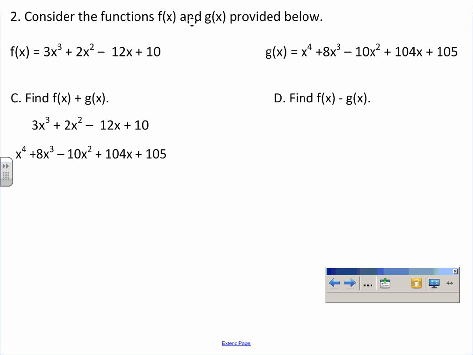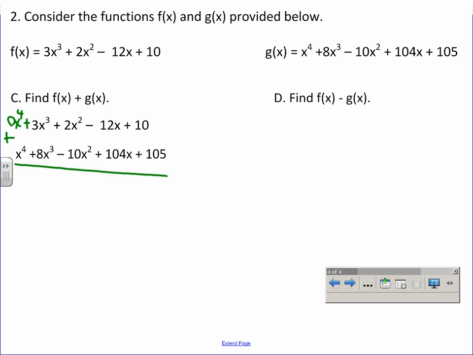So notice I'm stacking them just like when you were asked to add 101 plus 317 back in the day. You stacked them, 101 plus 317. Same thing here, but with polynomials. So I'm going to take these two terms and I'm going to add them. So here is like 0x to the fourth. There's no x to the fourth term.